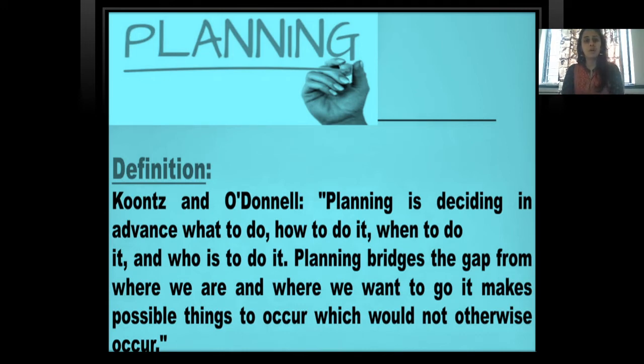Let's see the first definition of planning. Planning is deciding in advance what to do, how to do, when to do, and who is to do it. See, planning is giving the answer to which questions. First of all, remember one thing: planning is a future oriented activity. Future oriented activity means we are going to plan from the future point of view. Always remember, planning is a future oriented activity. We always plan considering the future. It is not the past activity.